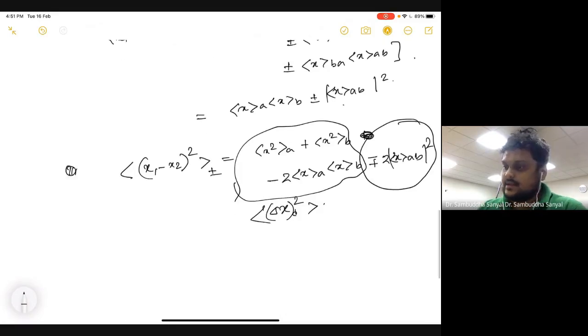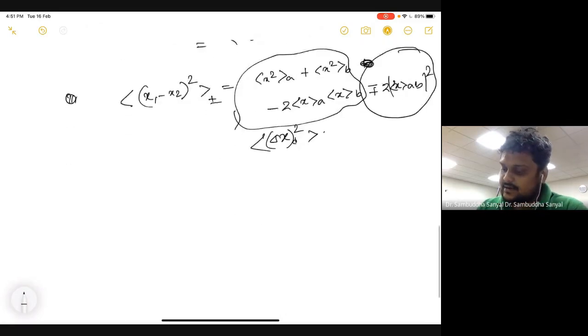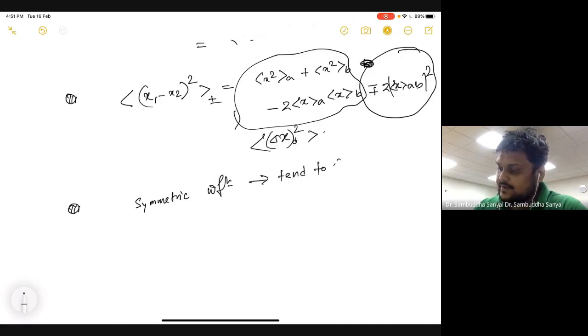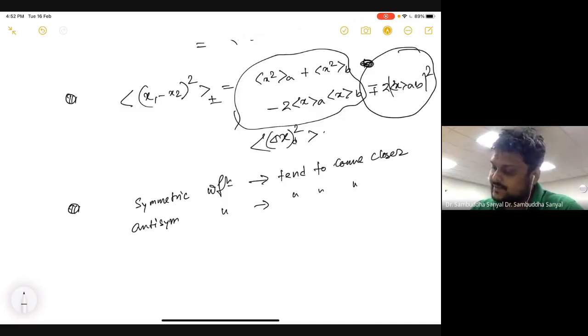So this thing is called an exchange force. So it is like a force because it tells you that a symmetric wave function particle will tend to, so symmetric means plus, will tend to come closer, and an anti-symmetric wave function particle will tend to go further.